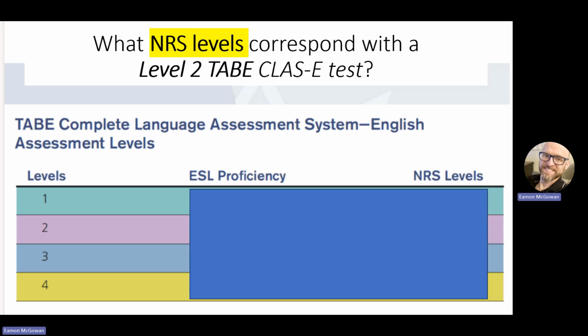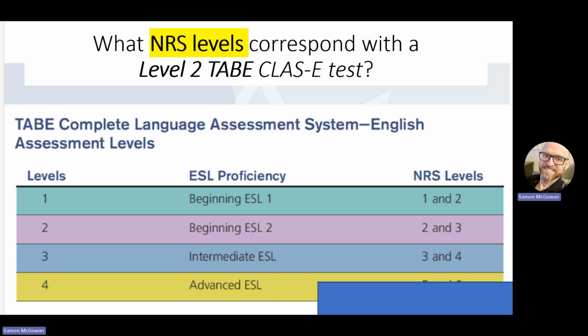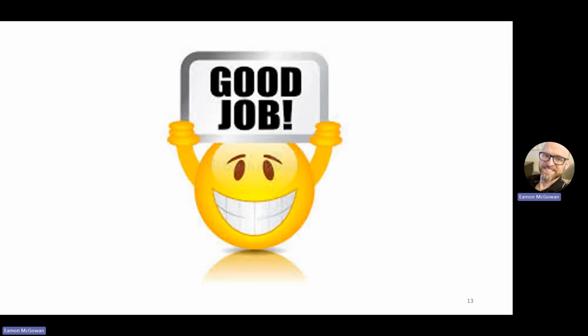Next question. What NRS levels correspond with the level 2 TABE Class-E test? Ooh, this gets difficult, right? Because there's 4 levels of TABE, 6 levels of NRS, but the correct answer is NRS levels 2 and 3. Well, hey, good job. I know you all did fantastic.